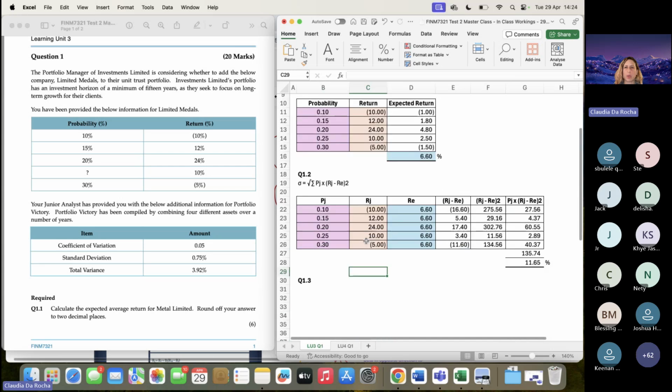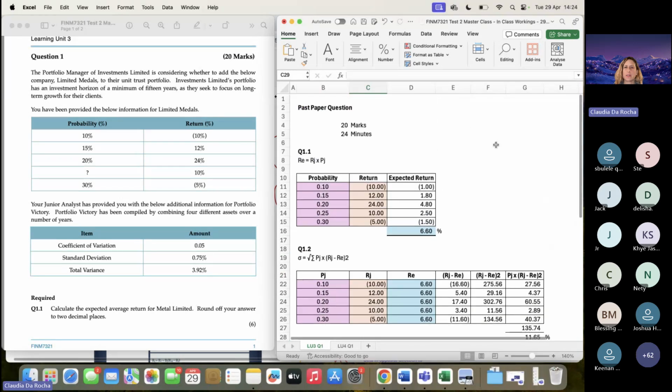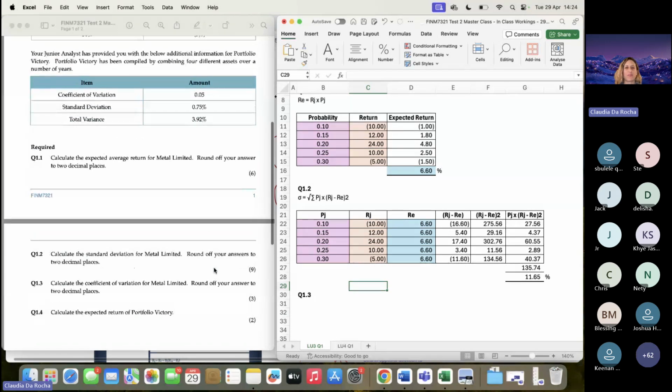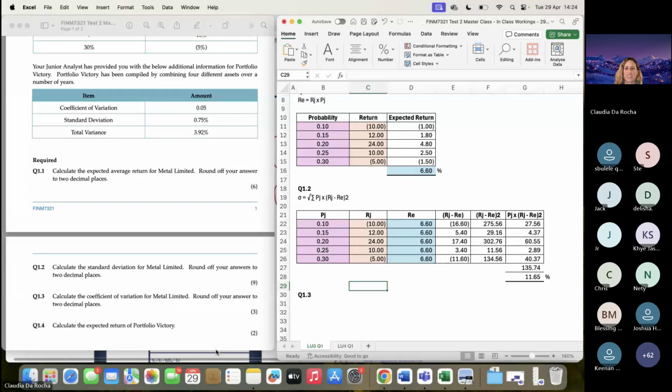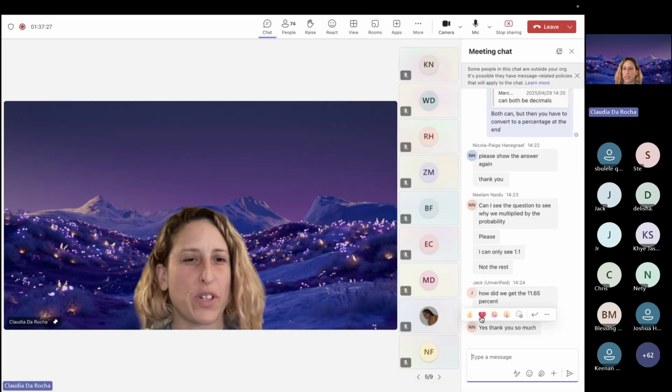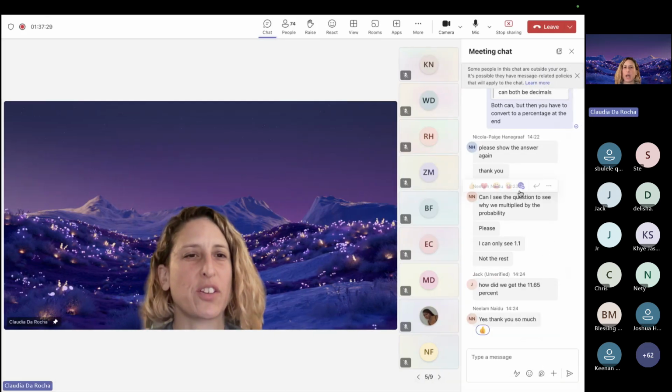So someone's saying they can only see 1.1. Oh, you mean the rest? I get what you mean. There we go. Does that help? I'm with you now. 1.2. Calculate the standard deviation. Happy? Perfect. Good. Okay.